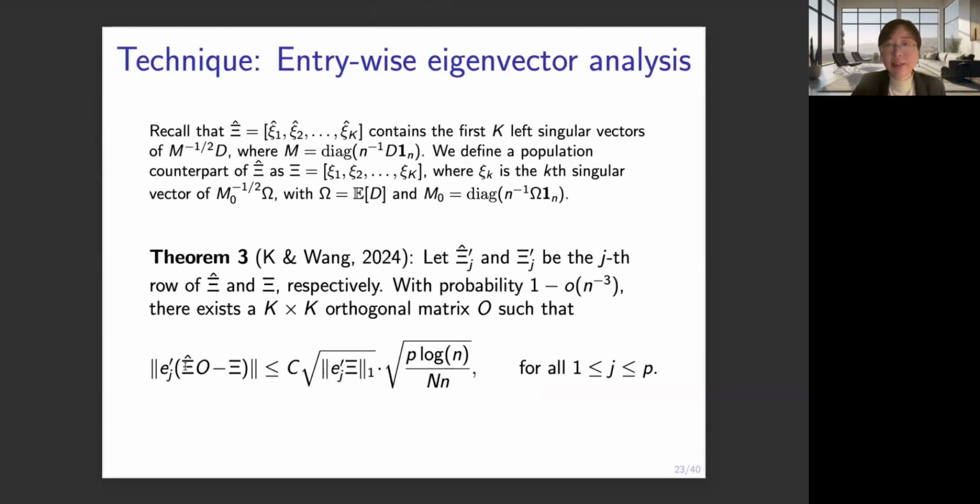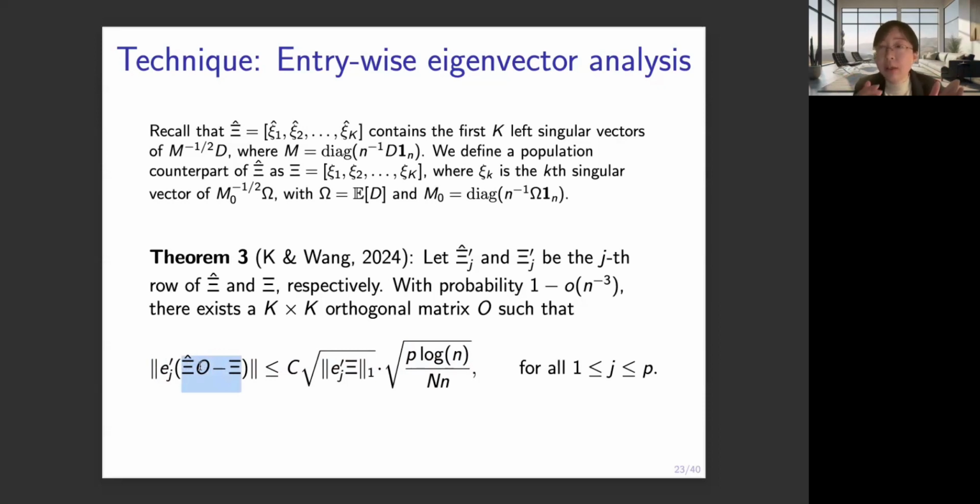So here I let Xi hat be the matrix of K left singular vectors. So if I put these K left singular vectors together, I compare it with the population counterpart. And then if we apply the standard, for example, sine theta theorem, we can look at the angle between these two linear spaces. Okay, so that corresponds to the Frobenius norm of this matrix subject to a K by K rotation.